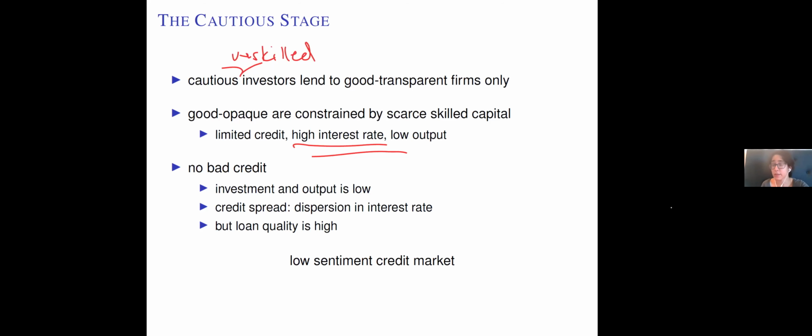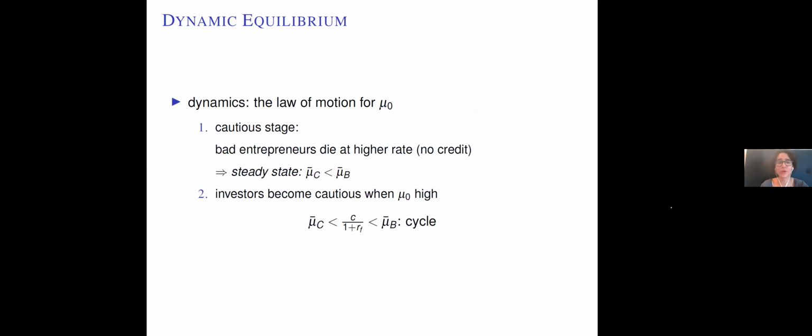There is a credit spread, so there is dispersion in interest rates between what good transparent firms raise at and what good opaque firms raise at. However, loan quality is high because there is no bad credit. And this we call low credit market sentiment. Now we can move to equilibrium dynamics. As I said, I'm going to focus on a two-stage economy in which the only state variable is the fraction of opaque bad entrepreneurs. So the dynamics is the law of motion for these guys.